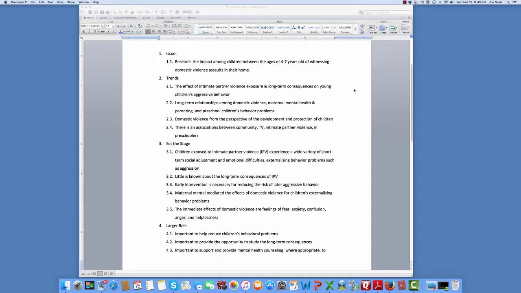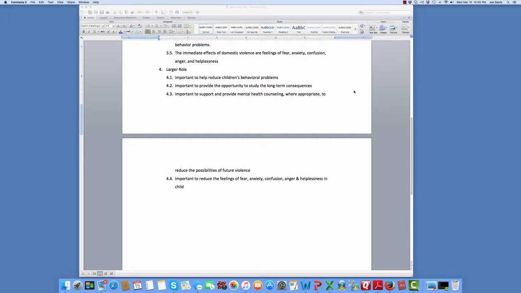Okay, what is the larger role of this? It's important because it helps us reduce children's behavioral problems. That's good for the child. It's good for the schools, the other kids. It's important to provide the opportunity to study the long-term consequences because, again, we don't really know for sure. We'd like to look and see what happens when they become parents, which becomes kind of one of the driving questions. It's important to support and provide mental health counseling where appropriate to reduce the possibilities of future violence. And the last is it's important to reduce the feelings of fear, anxiety, confusion, anger, and helplessness in a child.